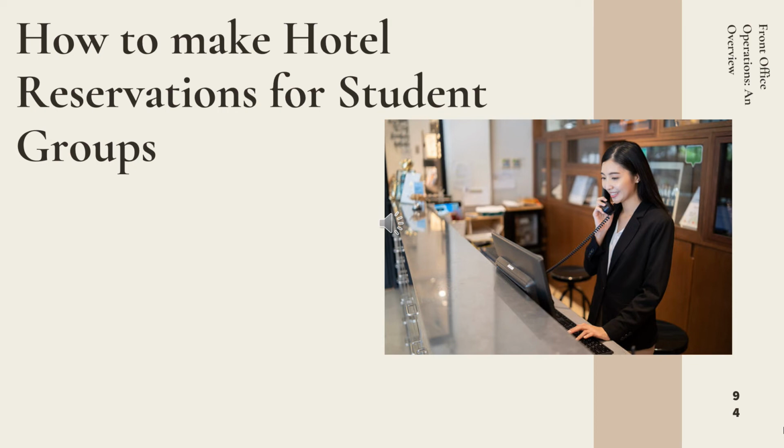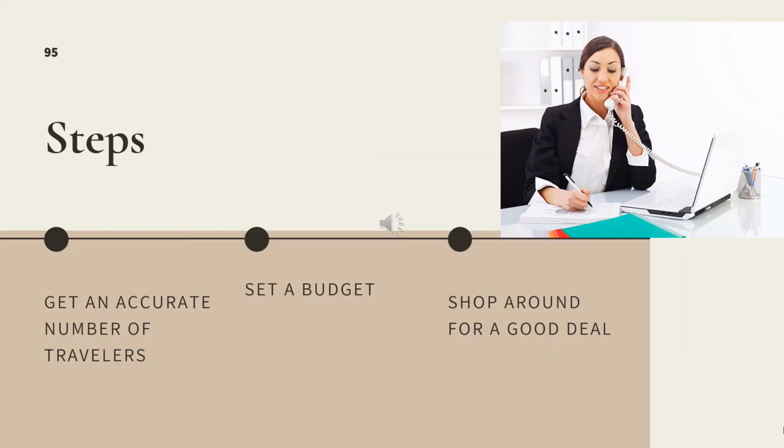How to make a hotel reservation for a student group. We have here the first step: get an accurate number of travelers. Knowing how many students are going will have an impact on where you stay. Some hotels have limits on the number of rooms they will reserve for groups, or a maximum number of people who can take advantage of your group discount. So if you are traveling with a large group, you need to get an accurate number of travelers.